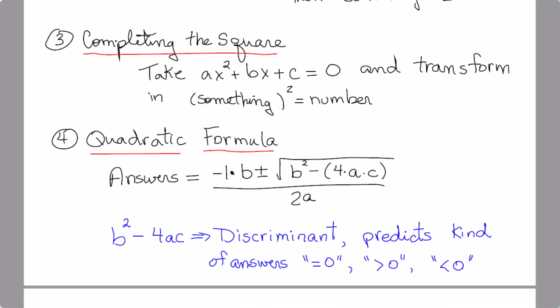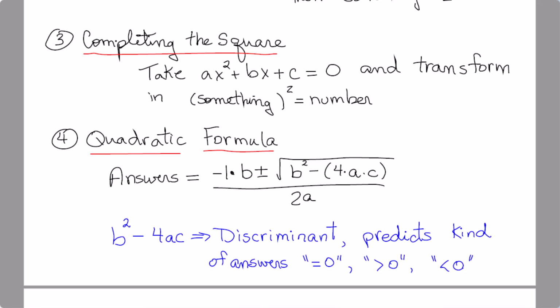The fourth way is probably the best way that you're going to use most of the time, and it's called the quadratic formula. It's this big formula, but all I have to give it is A in two places, B in two places, and C in one place. If I put A, B, and C in there, I calculate this thing and I can get my answers.